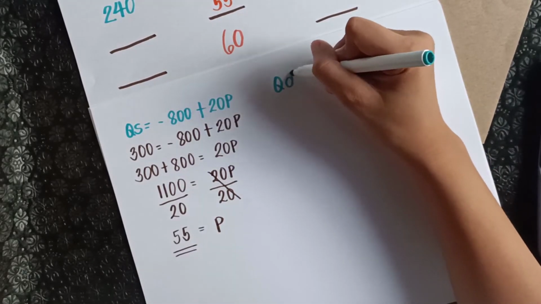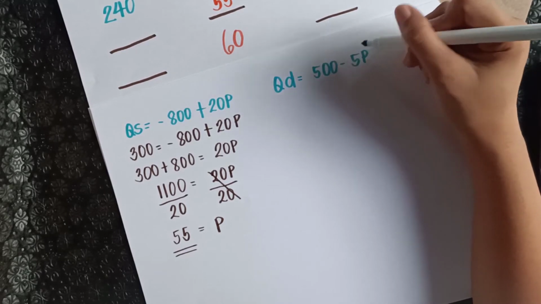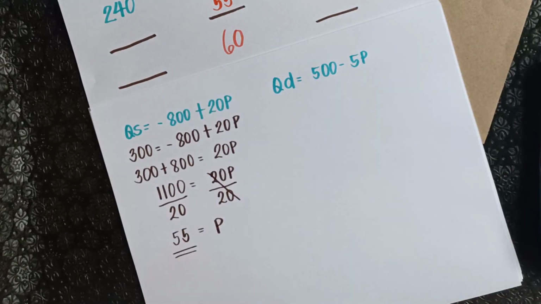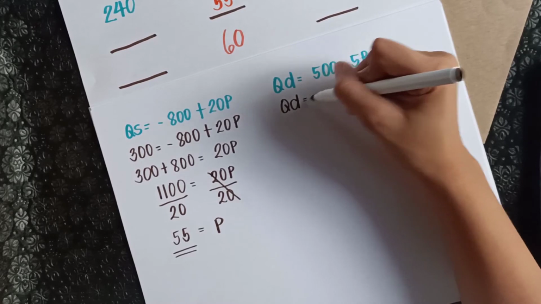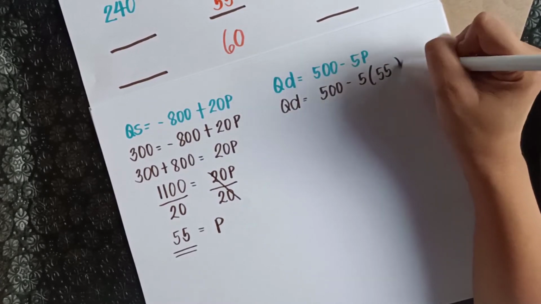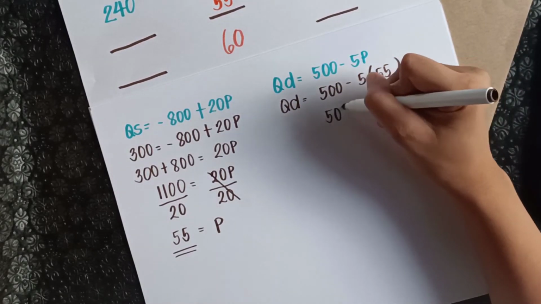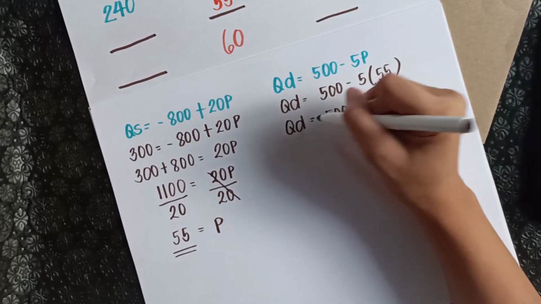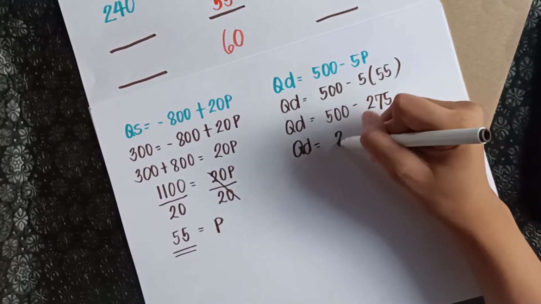After computing for the price, which is 55, we are now ready to compute for the quantity demanded. So QD is equal to 500 minus 5p. Just substitute the price, which is 55. QD is equal to 500 minus 5 times 55. So QD is equal to 500 minus 275. So our QD at the price of 55 is 225.